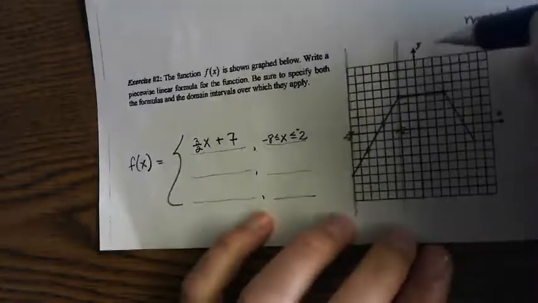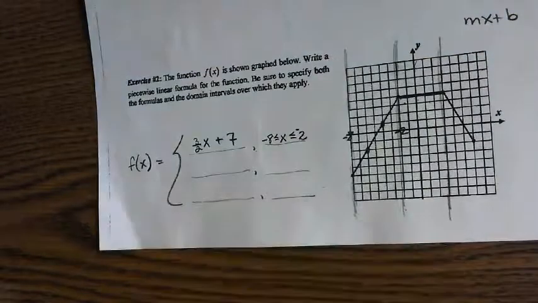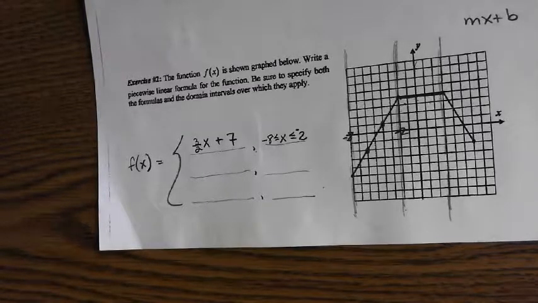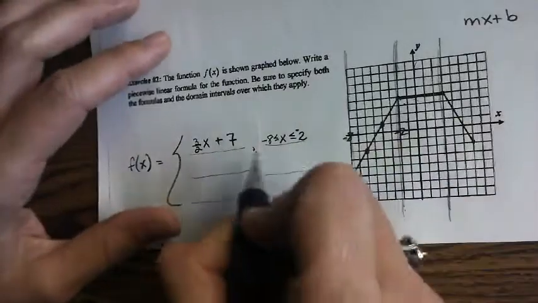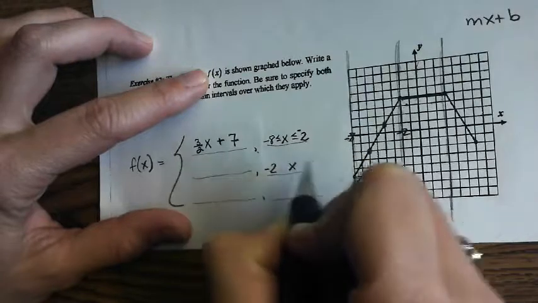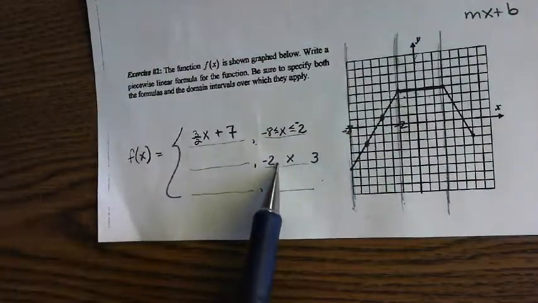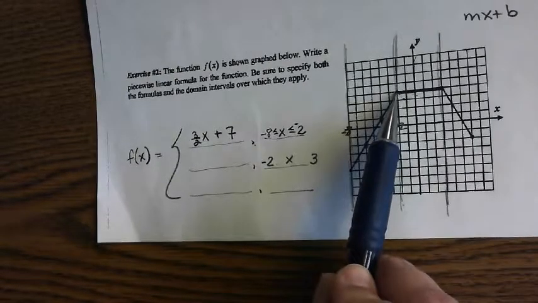Okay? Our second piece, let's first talk interval. Kate, what's the interval for that second piece? -2 to 3. So we're going to do -2 is something compared to x, which is something compared to 3. Does that include -2? Yes. And you said yes because it's a closed circle, right?